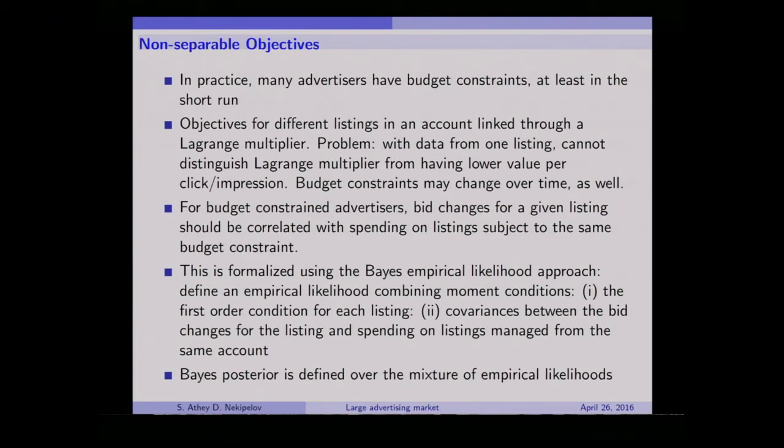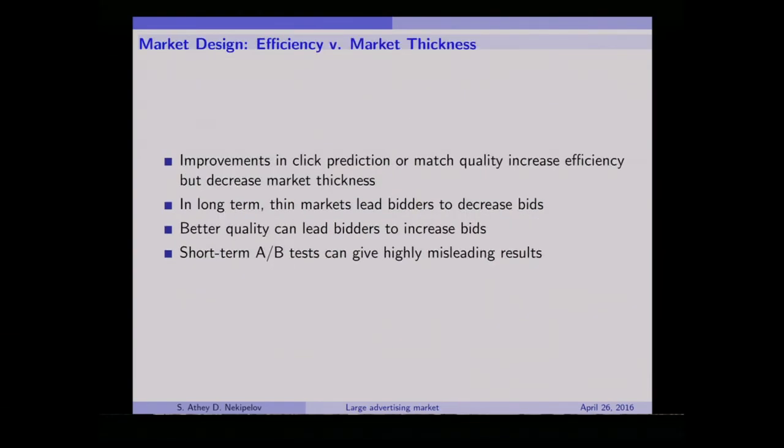So we've been trying a bunch of different methods to get the cleanest possible variation for identifying the budget constraints. And then the base posterior is this mixture of empirical likelihoods. So what do you do with all of this? Well, then you can deliver on the promises I made at the beginning.